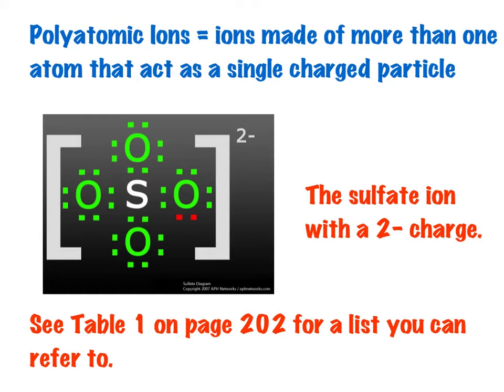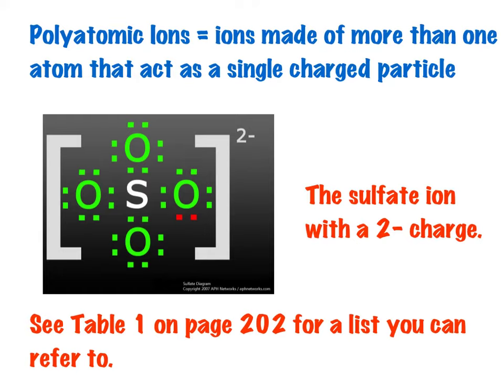Polyatomic ions are ions made of more than one atom that act as a single charged particle. So really what they are is a group of atoms that are covalently bonded together. There's usually a central atom with atoms arranged around it, and there's covalent bonds between the atoms. They stay together as a group. You should treat them as being one thing, not a group of atoms. And this group of atoms has an overall charge, so it's actually an ion.